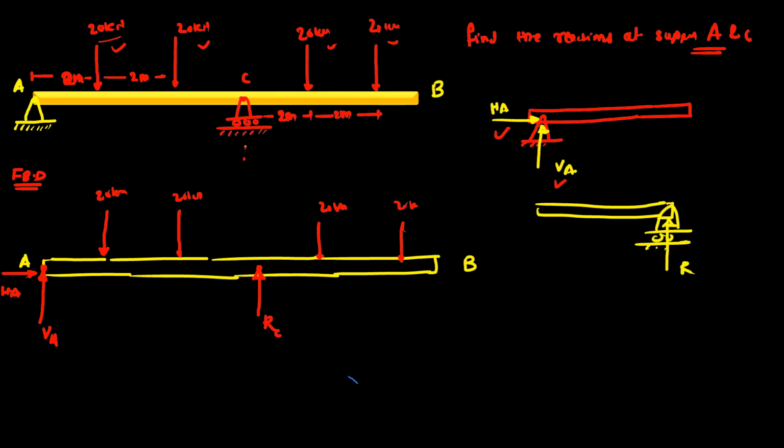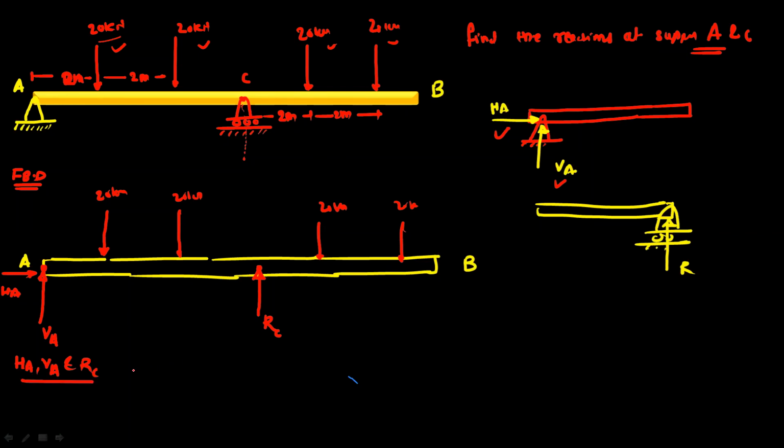And this reaction, actually it is perpendicular to this horizontal line. So right now, the roller support is exactly horizontal. So reaction RC will be exactly vertical or perpendicular to the rod AB. Now here, if you observe the number of unknowns, that is the reactions, HA, VA and RC. So we have total three reactions.